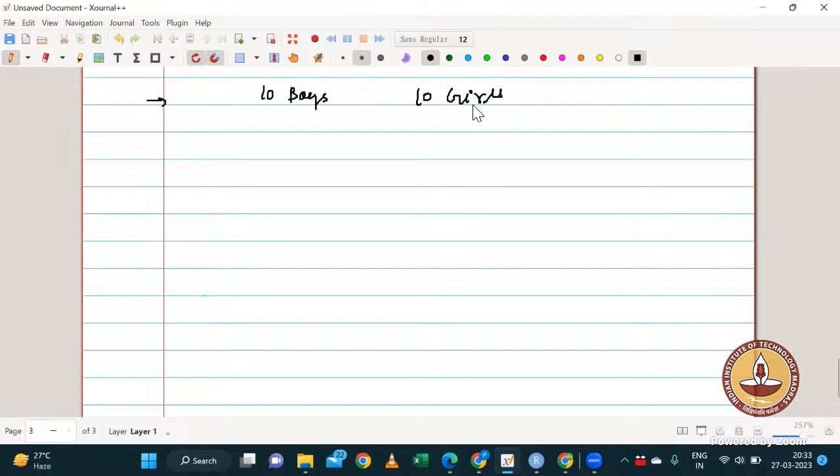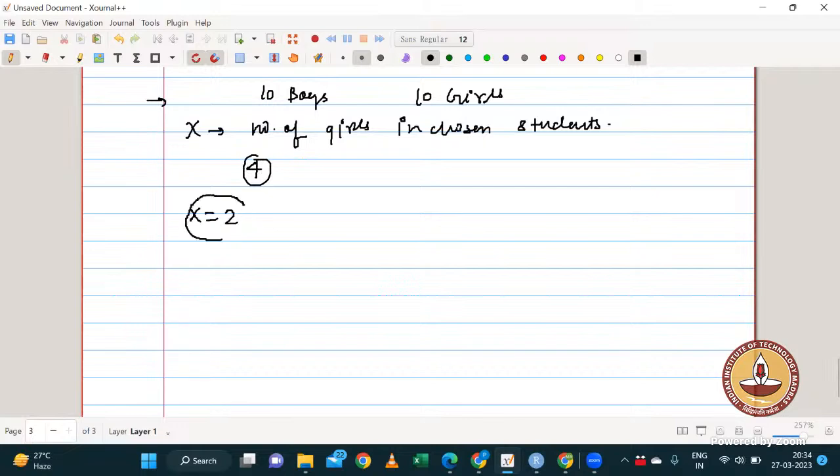Just go statement by statement. If you write down each statement, you will get a clear idea. What is your random variable x? I'm saying my x represents the number of girls in the chosen students. And how many students do we have to choose? Total 4, right? So the cardinality for x equal to 2. X equal to 2 means we are choosing 2 girls and 2 boys.